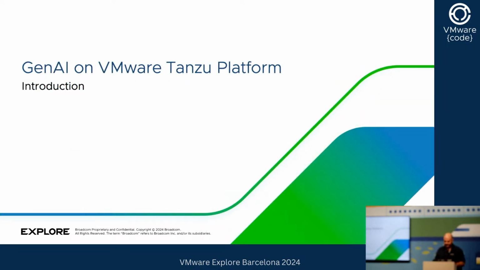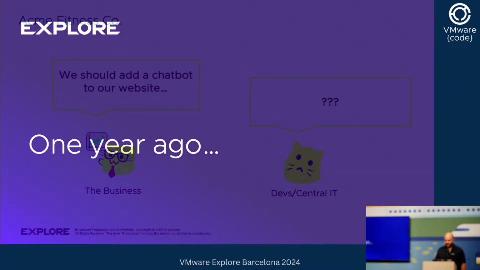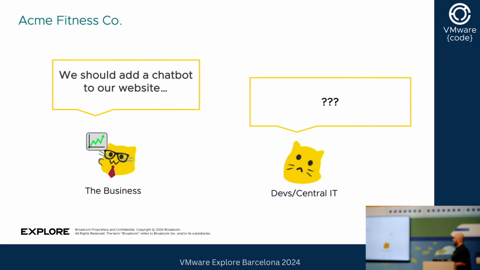Now, a year ago, we heard from a lot of customers that they wanted to add a chatbot to their website, and developers and central IT teams were raising an eyebrow and struggling. How are we going to do that safely and securely? Do we have an AI governance team? What models can we run? Can we run open source models? Are we allowed to use the public providers?